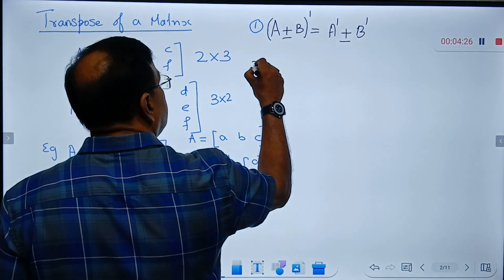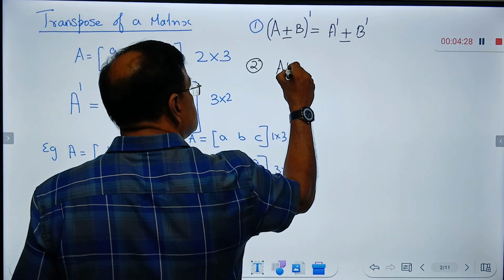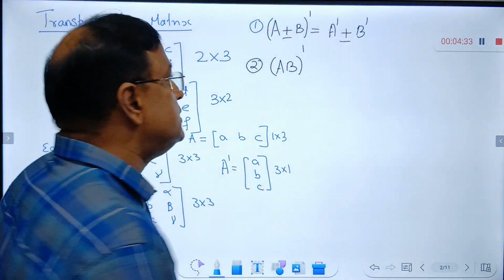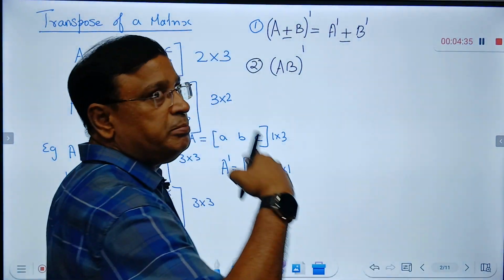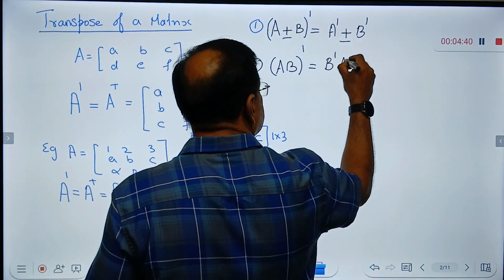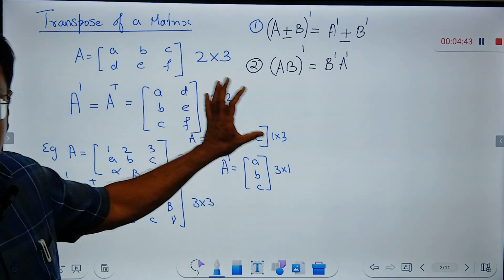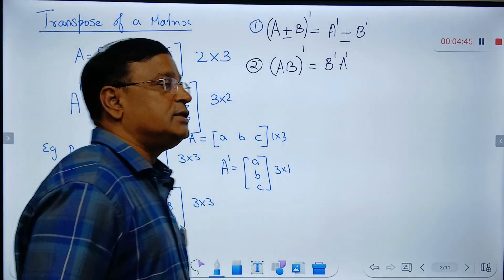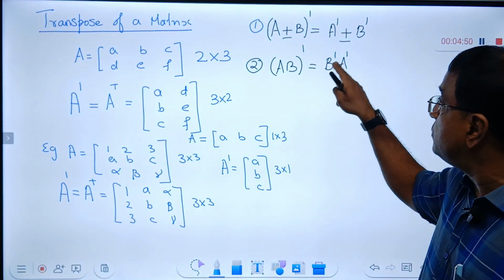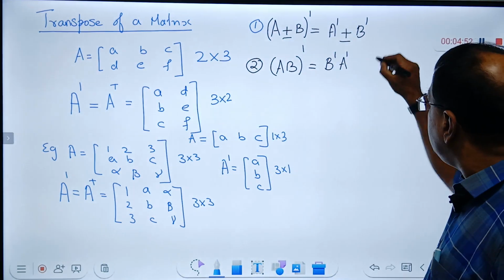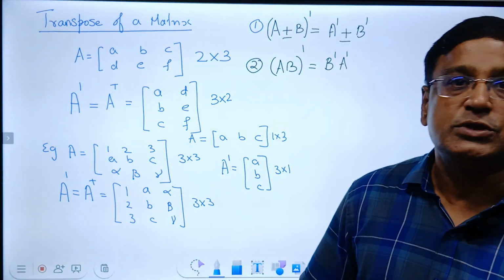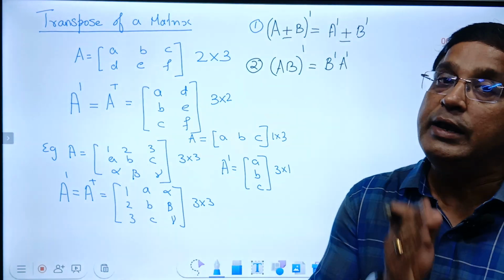The second very, very important result where many people make mistakes is, if you take a product and take transpose, this is not A transpose into B transpose, but it will be B transpose into A transpose, just to facilitate multiplication. Okay. So AB transpose is, sorry, is B transpose into A transpose. So it is definitely not A transpose into B transpose.